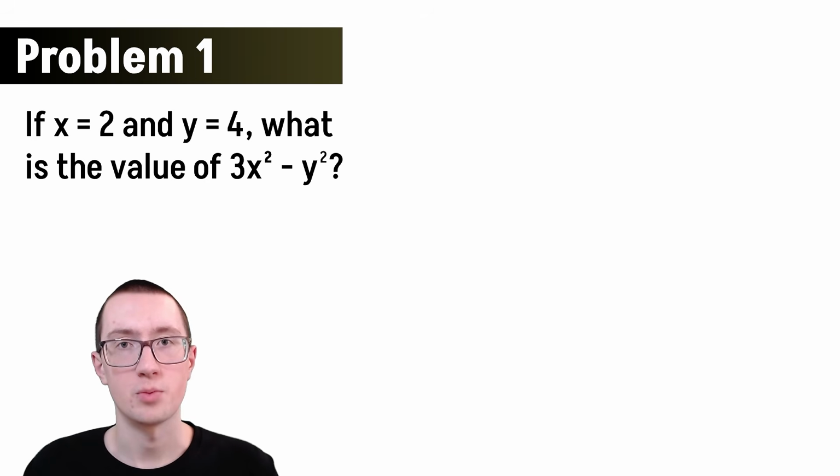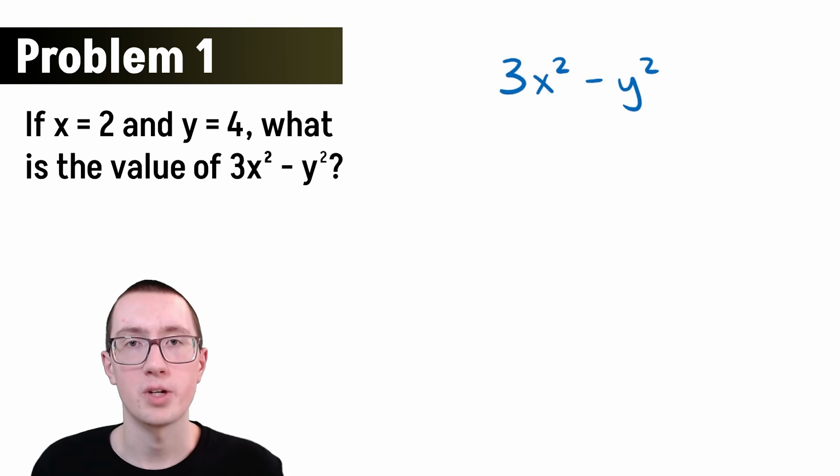So here's the first example that we'll be doing. It says if x equals 2 and y equals 4, what is 3x squared minus y squared? So remember that whenever an algebra problem tells us that two things are equal to each other, we can replace them with each other in the equation. So for this, we're just going to take these letters because we can't really do math with letters, right? But it tells us that they're equal to numbers.